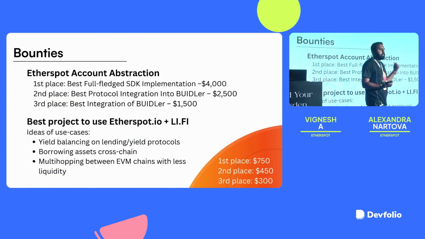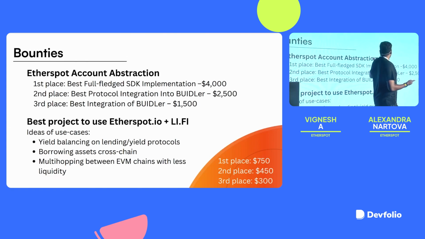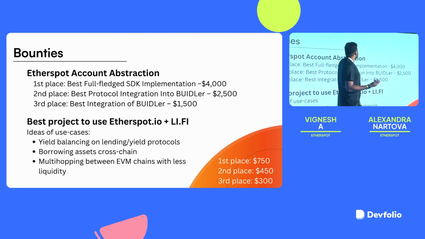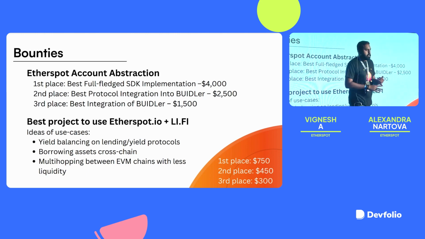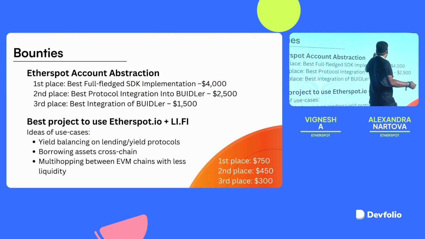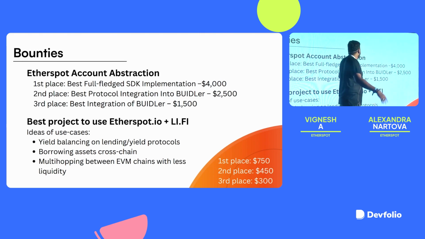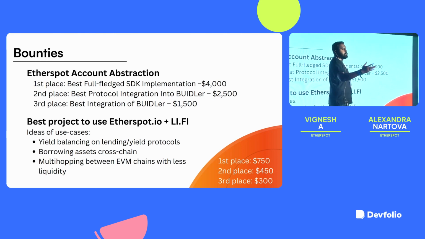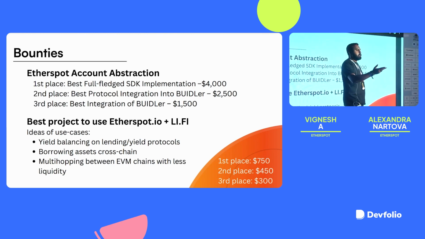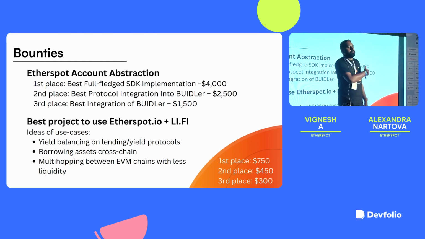We are also running bounties in this hackathon. The first is best full-fledged SDK implementation, which should contain most of the important SDK methods that are there, so that it will serve as an example for a full-fledged SDK implementation. The next one would be best protocol interaction. Best protocol interaction is custom contract interaction, just as I said. The ClimaDAO example is already there on the repo, but you need to build something else.